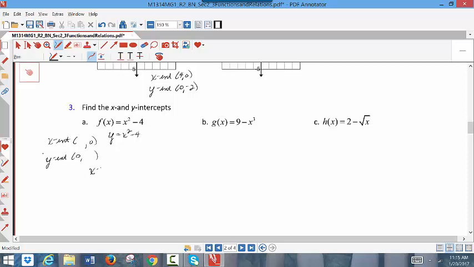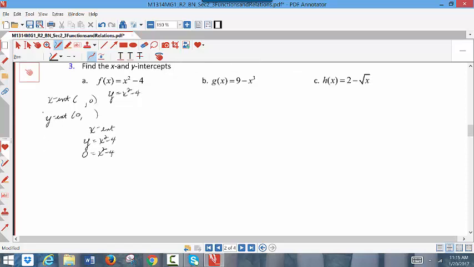Okay, so my x-intercepts would be, if I start with my equation, I need to replace the y value with 0. Now I need to solve it. So if I add 4 to each side, then it would say 4 equaling x squared. Now to get x, not x squared, I need to apply the square root. When I apply the square root, I need to remember to put the plus minus in front of it. So plus minus the square root of 4 is plus minus 2.